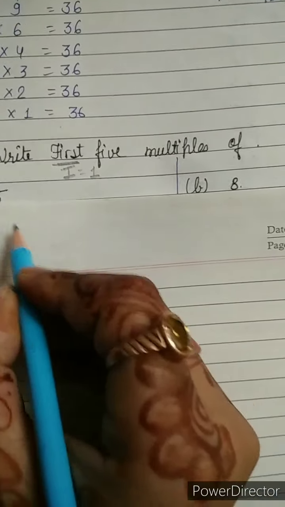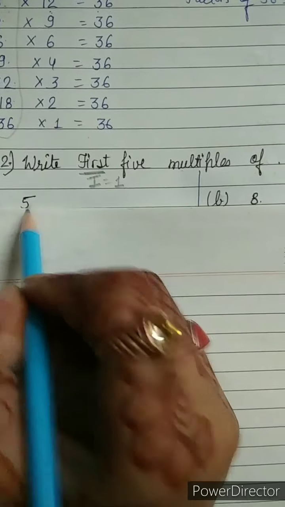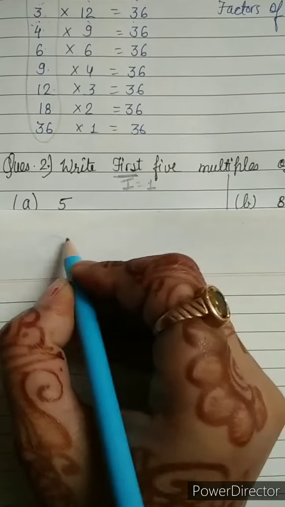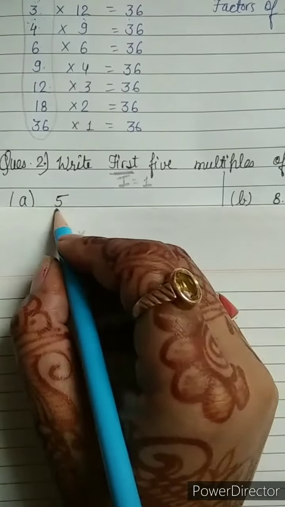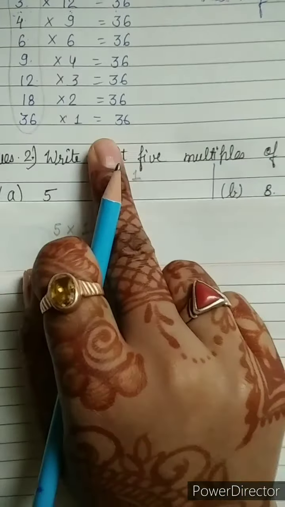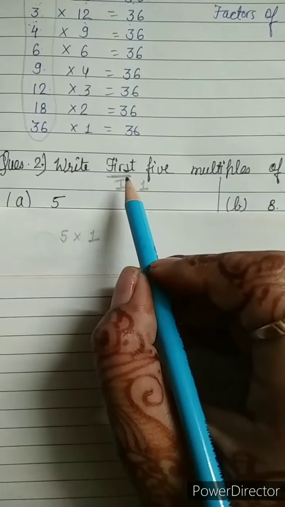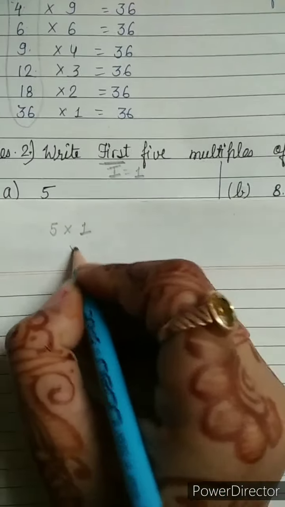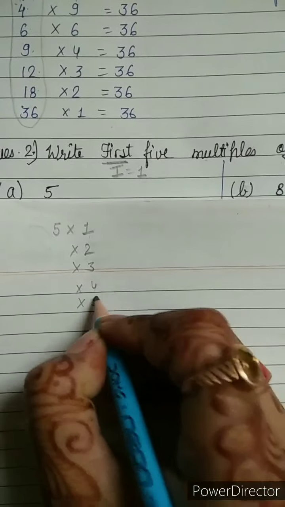Like firstly we will multiply 5. We have here first, and here we have 8. So when we multiply 8 by any number, always we have to start with 1 because the question said first 5. Here they want to know only first 5 multiples, so always we have to start with 1, then 2, then 3, then 4, then 5.